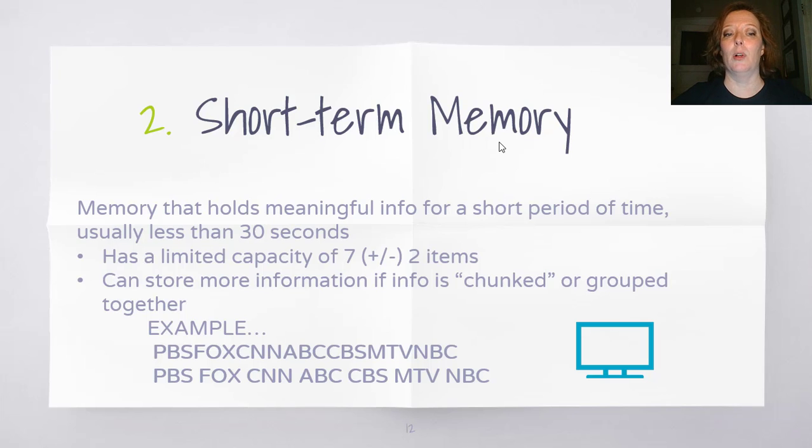So here is an example of what that would be. The first line of letters is just a jumbled mess of gobbledygook. You can't really make heads or tails of it, and there's no way that you would remember it. However, you are much more likely to remember these as TV stations: PBS, Fox, CNN, ABC, CBS, MTV, and NBC. Because that's 7 stations and not 21 letters, you have a much greater likelihood of remembering this list of letters as chunked information rather than individual pieces of information.